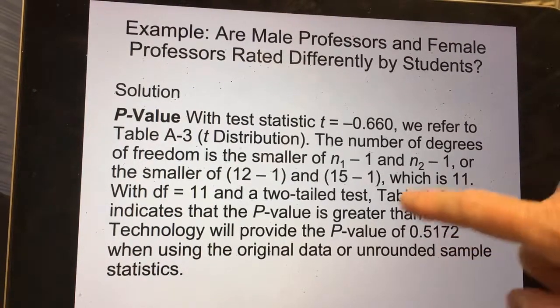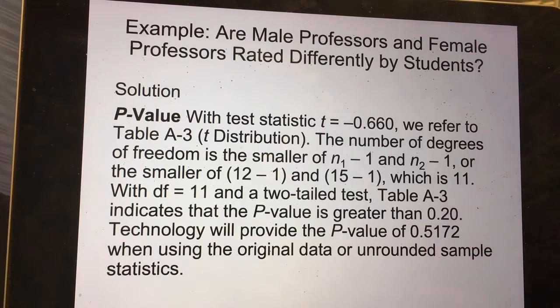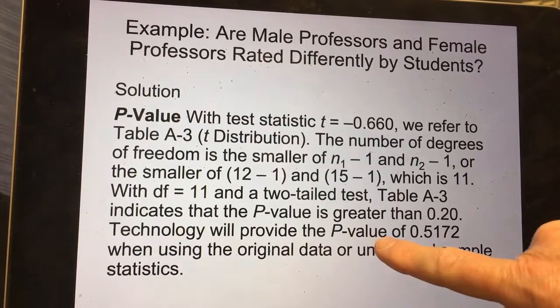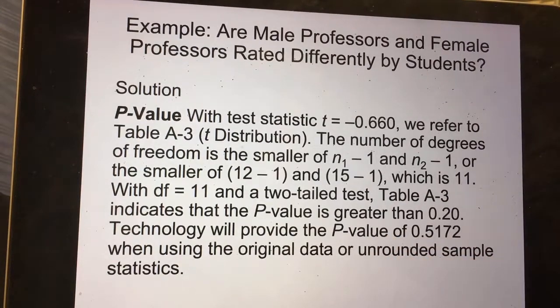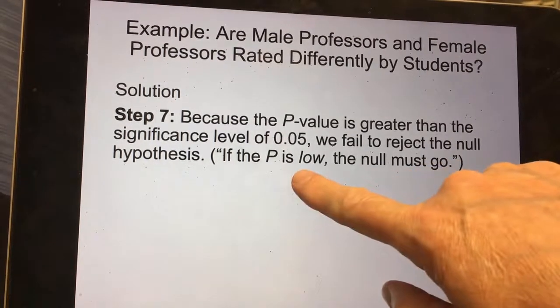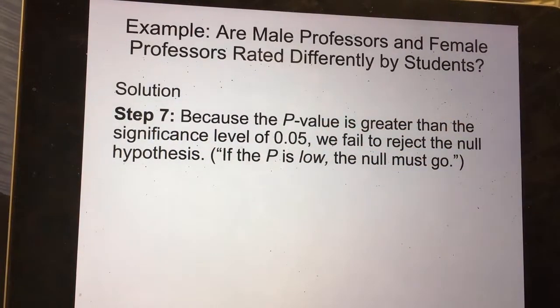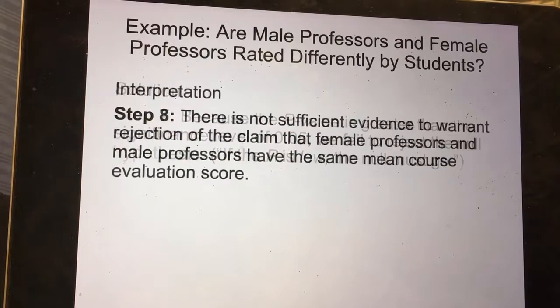Now they're going to the table, and they're using the t-distribution to get that. But we're going to use our technology, and we're going to get a more accurate p-value. And then in step 7, because the p-value is greater than the level of significance, we fail to reject. Okay, so it says if p is low, the null must go. The p-value is greater, so we do not reject. So here we go. There's not sufficient evidence to warrant rejection.